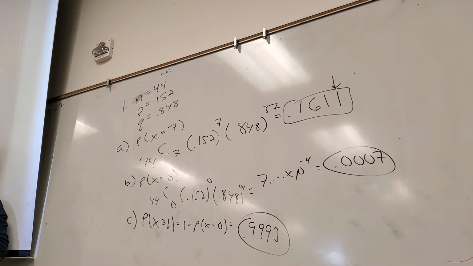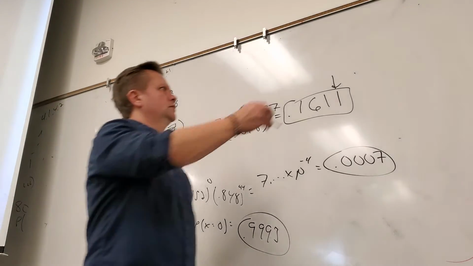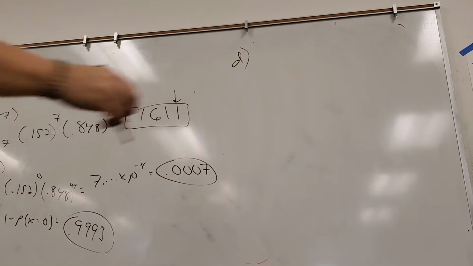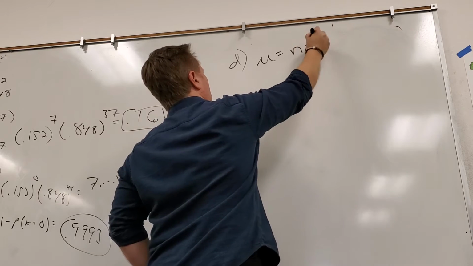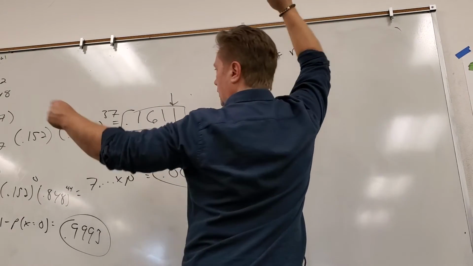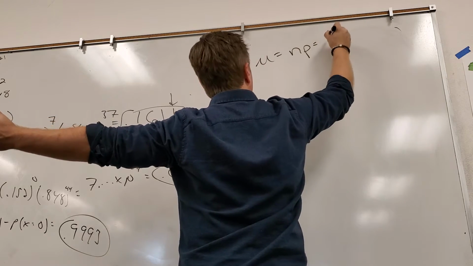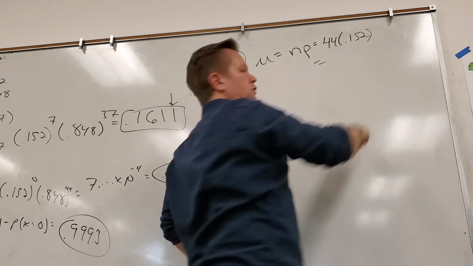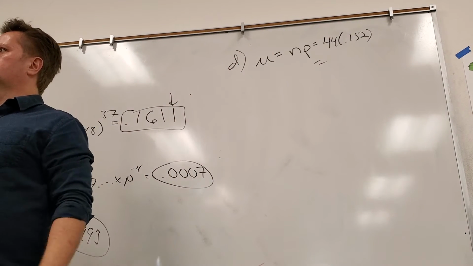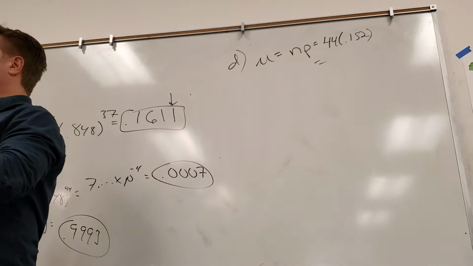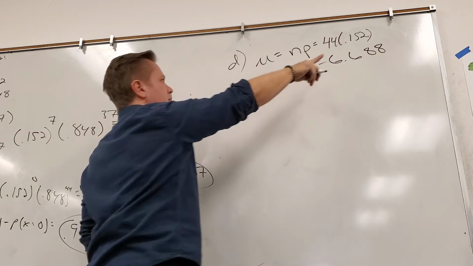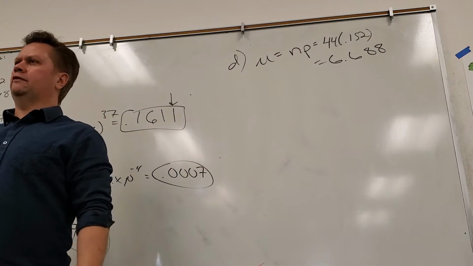Okay. And then, what was it? Part D says, was there a part D, right? What's part D say? Is that where I ask you about the mean? Yeah. The mean and the standard deviation for the number of San Diegans out of 44 who smoke. Thank you. So then the mean is n times p. N was 44, and p was 0.152. Good. So what do you get when you multiply those together? 6.688. So that's the number you would expect to find.